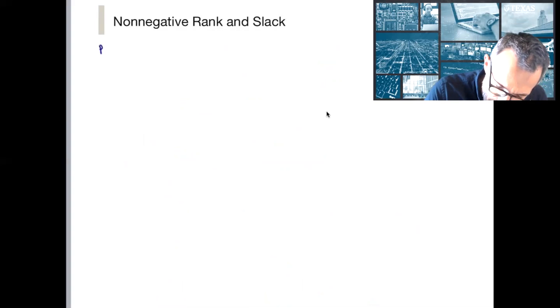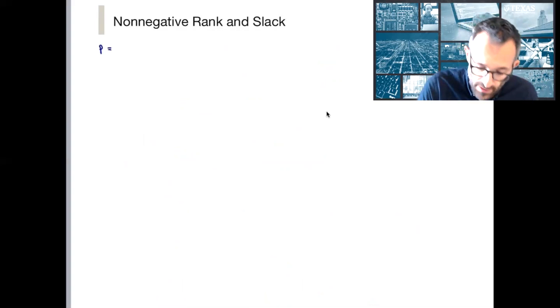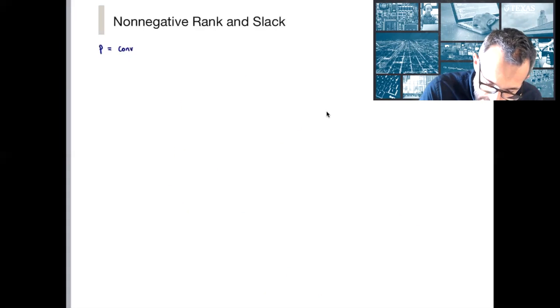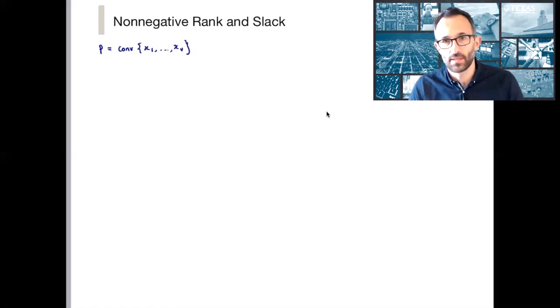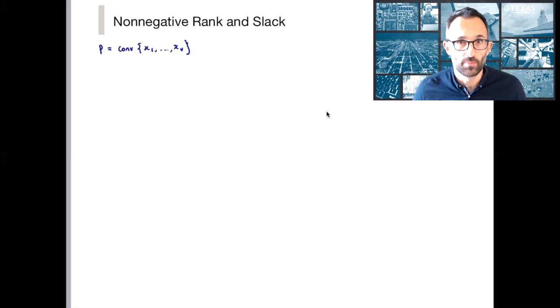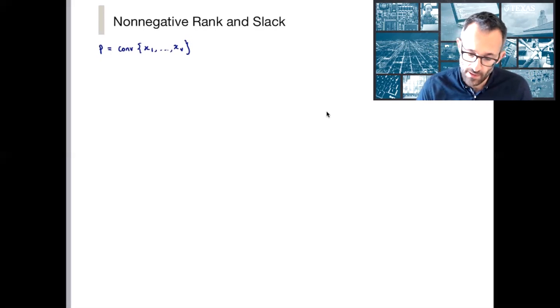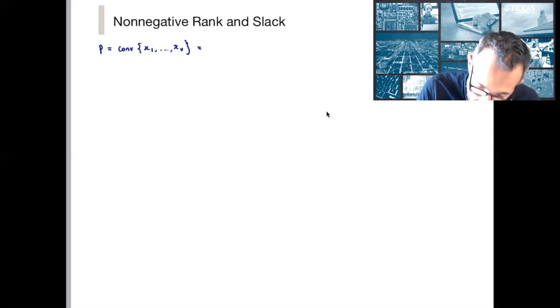Suppose P is a polytope that's given as a convex hull of vertices, x1 to xv. Now, I don't care if v is small, this list doesn't have to be small. V could be exponential size. For most problems that are of interest to us, that indeed will be the case. We have exponentially many vertices. And this has some representation in terms of inequalities.